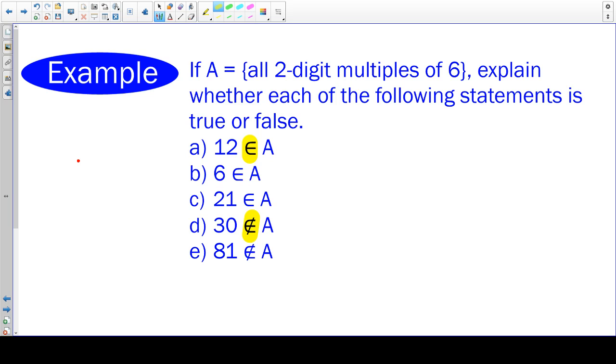Part A. Is 12 in set A? Is that true? Yes. It is true. Is 6 in set A? No, it's not 2 digits, so it's false. 21 is an element of A. Is that true or false? It's false. It's not a multiple of 6. The number 30 isn't in A. True or false? False. It is.